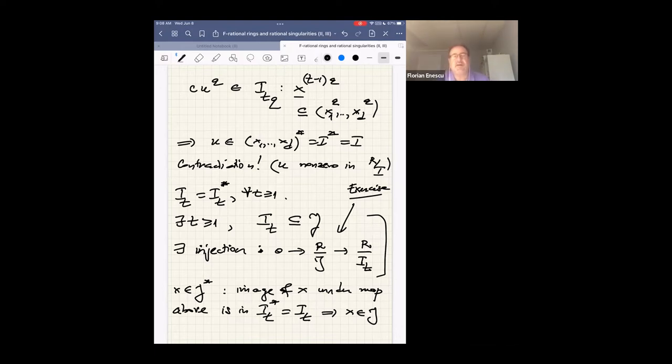So therefore, now we know that if a ring is an equidimensional homomorphic image of Cohen-Macaulay rings and admits test elements, it's enough to check that one ideal generated by a full system of parameters is tightly closed to conclude that the ring is F-rational. So that's very useful in practice.